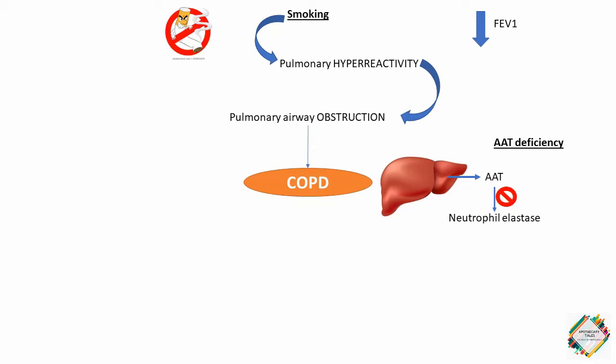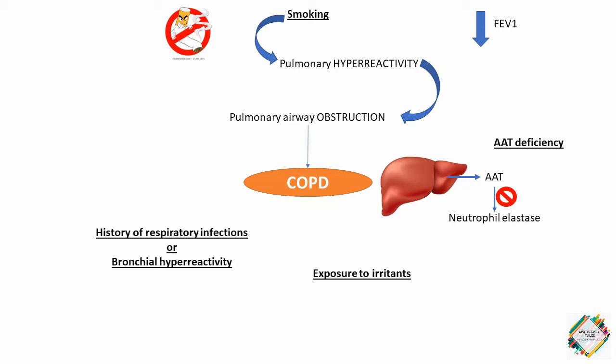The next factor contributing to the development of COPD is exposure to irritants such as sulfur dioxide in polluted air, noxious gases, organic or inorganic dust, or combustible fuels in the home. The next factor is a history of respiratory infections or bronchial hyperreactivity. Then there are social, economic, and hereditary factors. So these are the main factors responsible for causing COPD.